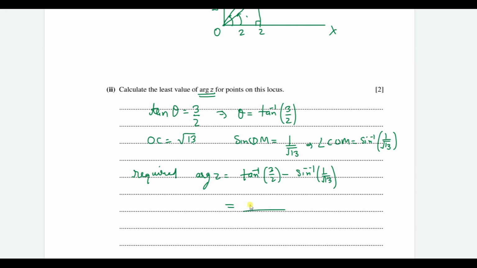It is going to be 0.701 and so on, so it is 1 and more than 5, so it is going to be 0.702 radian, and we can calculate it in degrees as well. It is going to be 40.2 degrees.